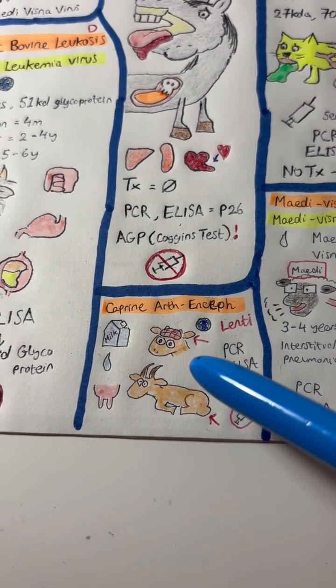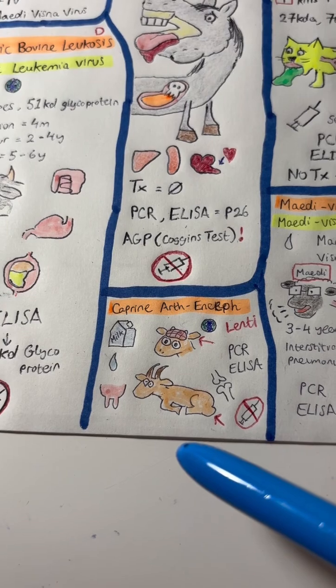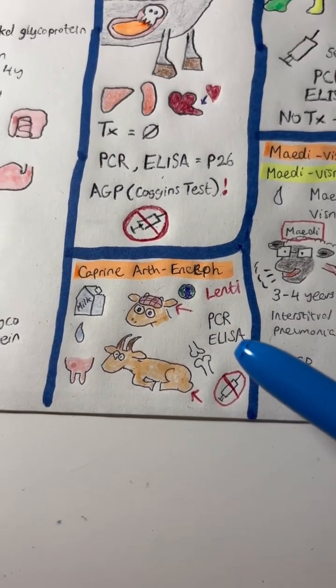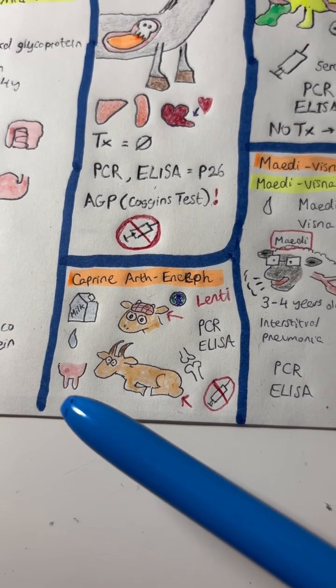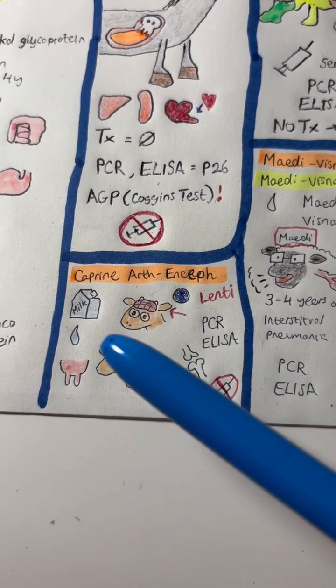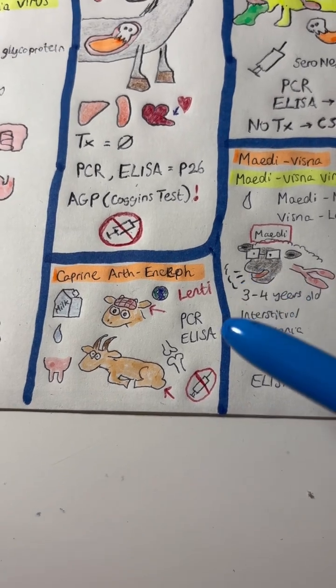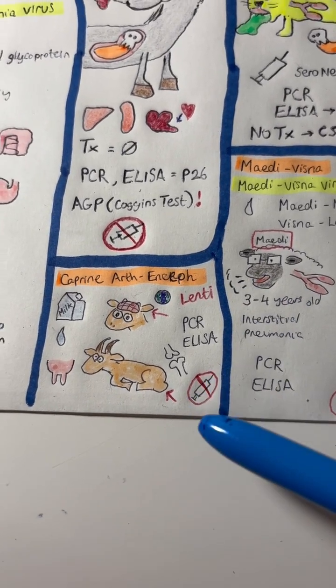It usually happens in the carpus and the knee. Adults can also get respiratory signs. Adults can also get mastitis. The virus can be spread in milk and discharges. And to diagnose, you use PCR and ELISA, and there is no vaccination.